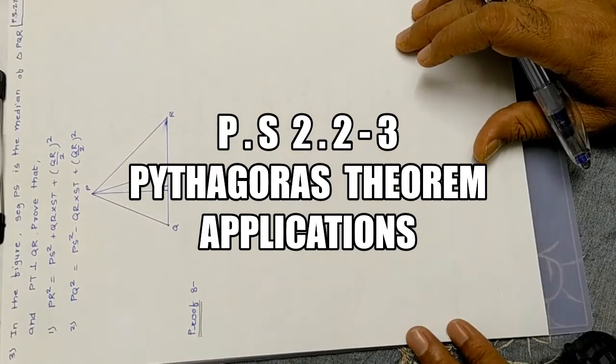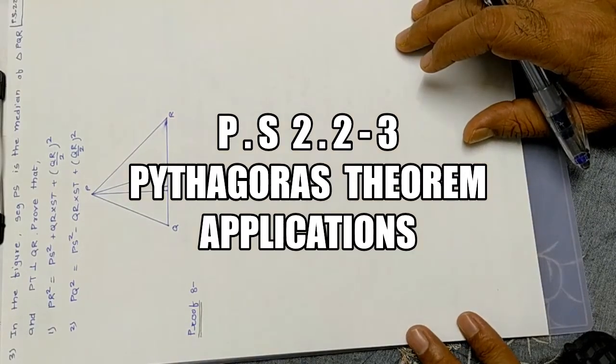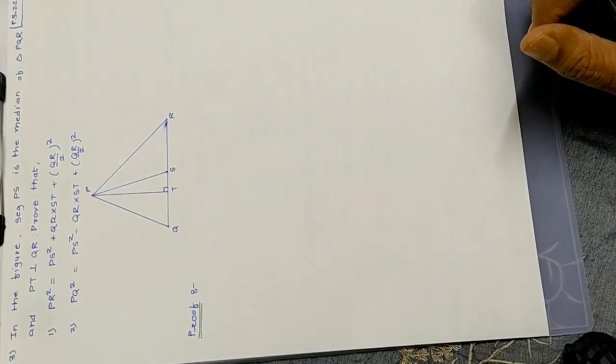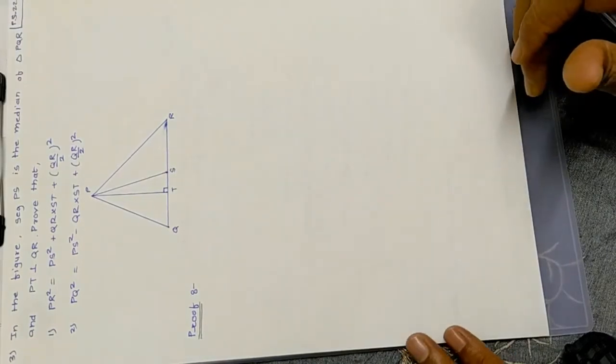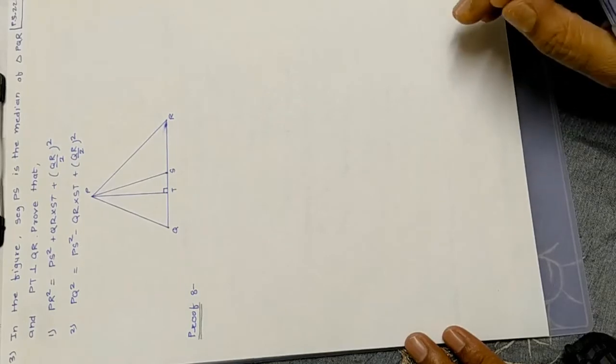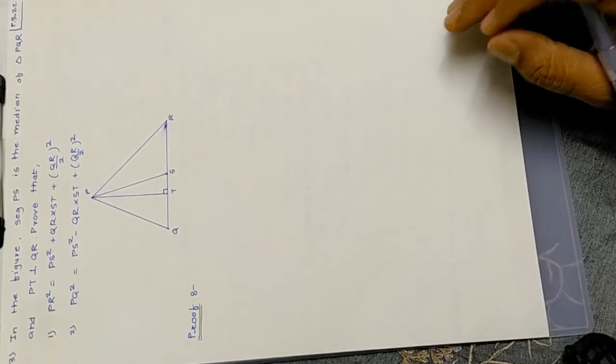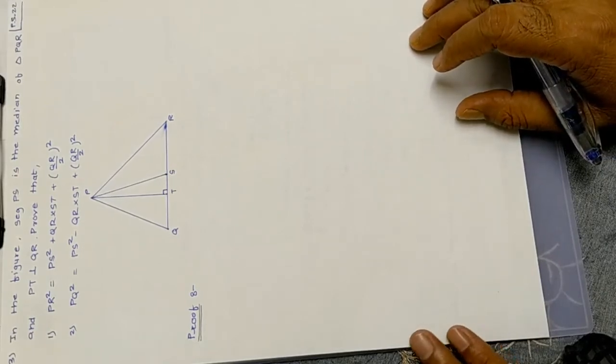Welcome dear students. Now very important example from practice set 2.2, example number 3. This type of example may come for 4 marks in your board exam. Very easy, only thing that you must apply your basic knowledge for this example. Let us see how to solve it.